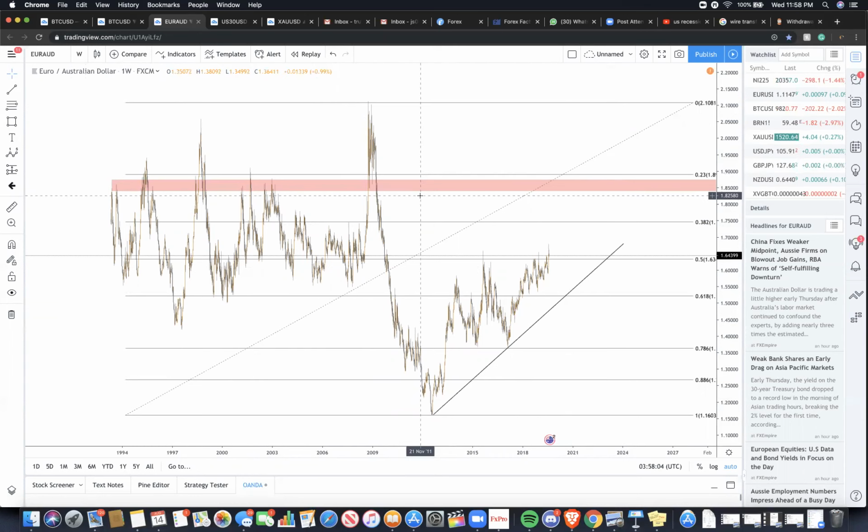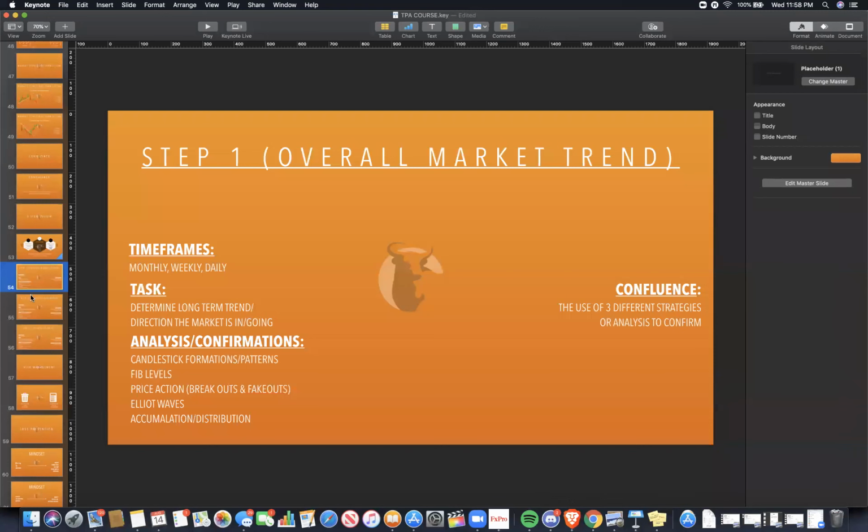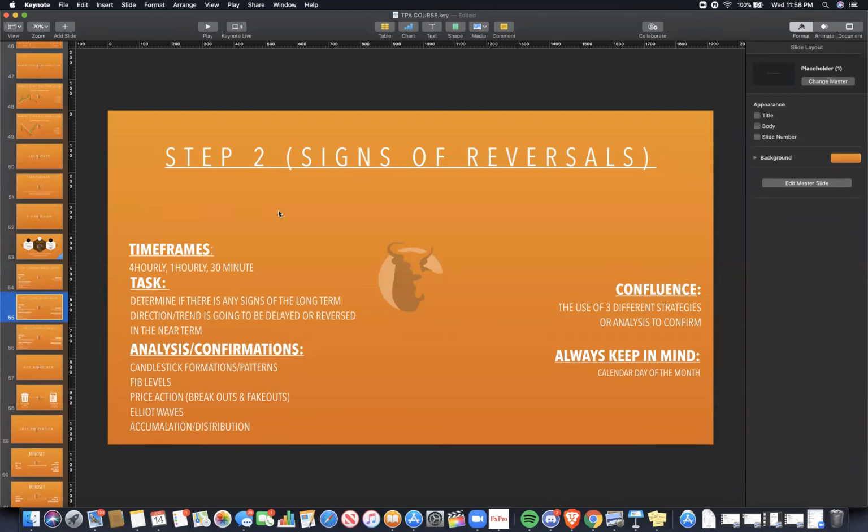That's our long-term direction, okay? The second step now comes into play with identifying any signs of reversals. What we're going to look for is in the 4-hour, the 1-hour, and the 30-minute, right? To determine if there's any sign that the long-term trend or direction is going to be delayed or reversed in the near term, right?